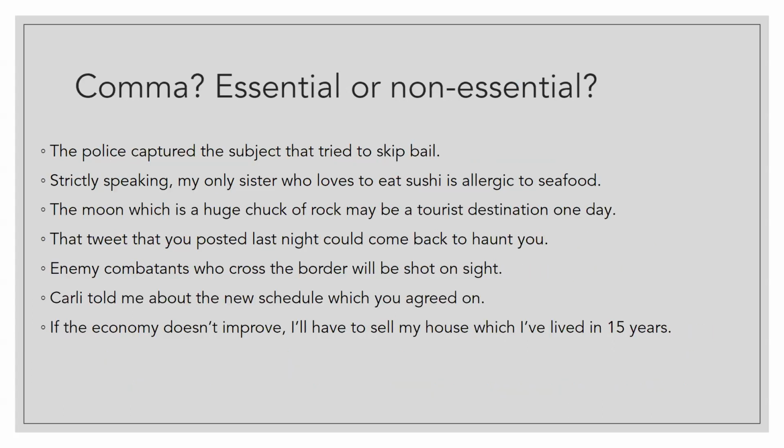So go ahead, pause the video now, and decide if the adjective clause is essential. Is it necessary to identify the noun, or is it just providing some extra information? If it's essential, no comma. If it's non-essential, I'm going to put a comma or commas somewhere. Okay?